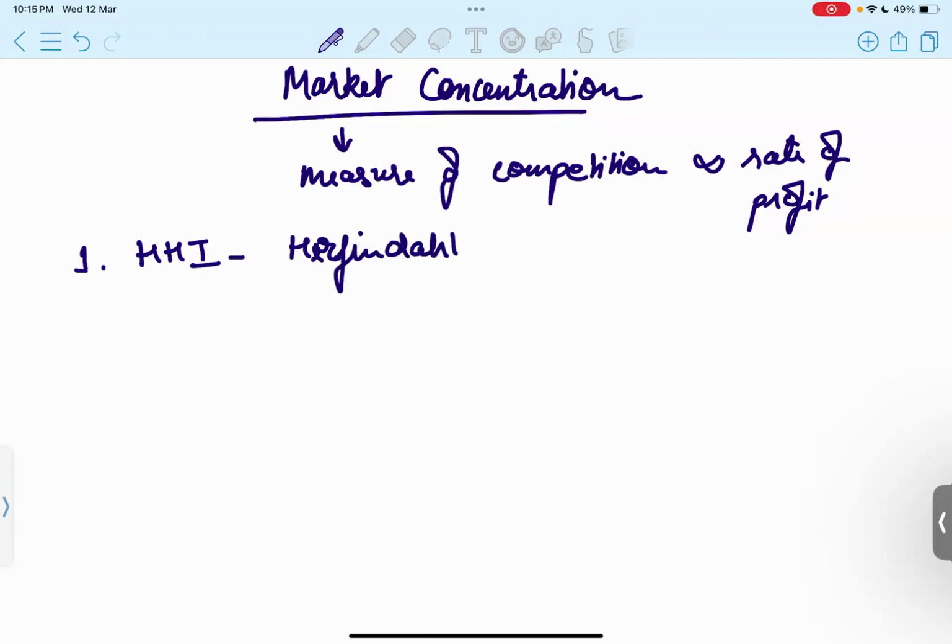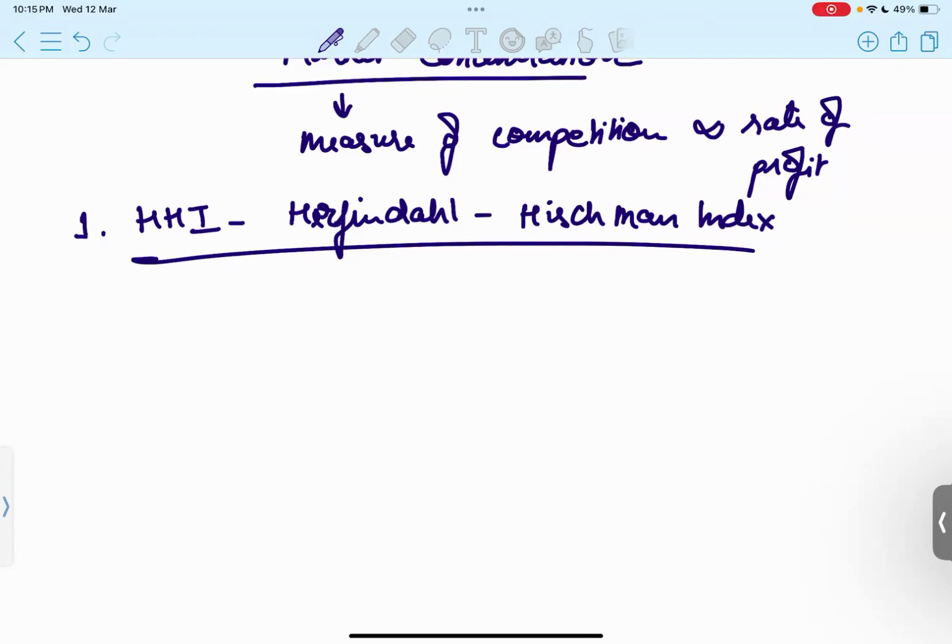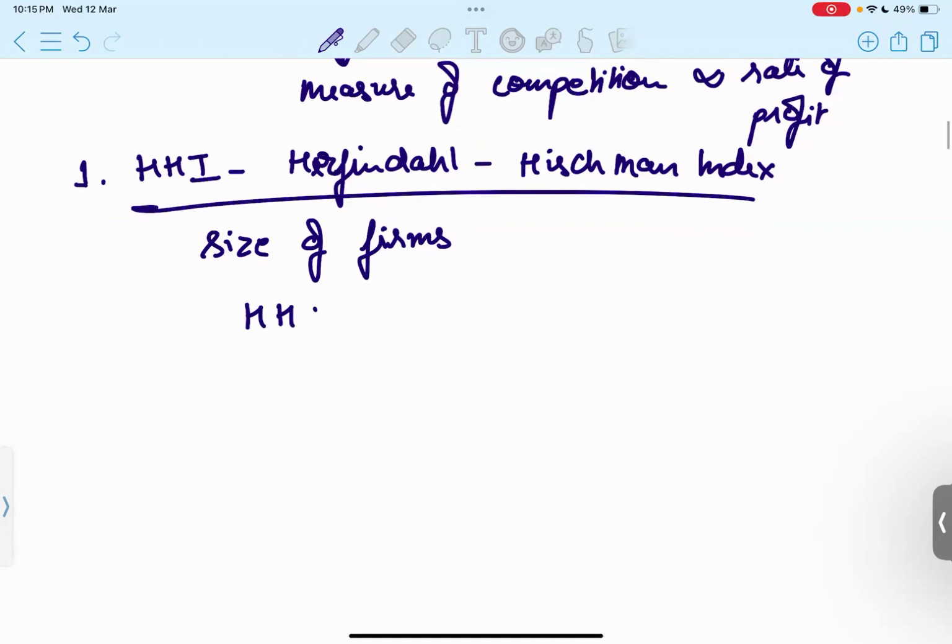Hirschman Index that we have. Under this, as we are measuring market concentration, it measures the size of the firms in relation to the entire industry. Size is also one of the indicators of competitiveness, so the size of firms is measured here. Again, it is a statistical way of measuring it.